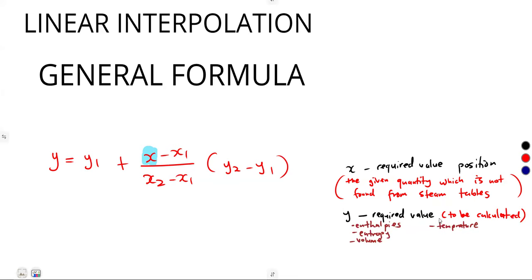So it depends. When you are given temperature, maybe you want to find the pressure. It can also be pressure. It can also be internal energy. So that's the y value, what is to be calculated.